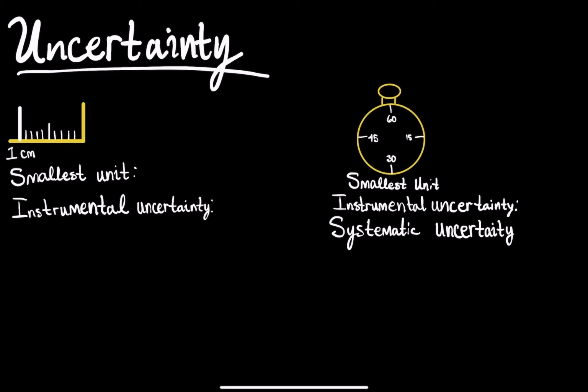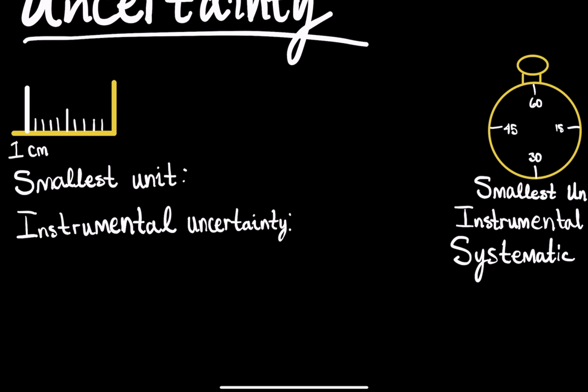So today we're going to talk a little bit more about uncertainty. Every measurement we take has some degree of uncertainty. Understanding this really helps us interpret results correctly. For example, we have a meter stick, and a meter stick is divided into millimeters, meaning that the smallest unit a meter stick can read is 1 millimeter.